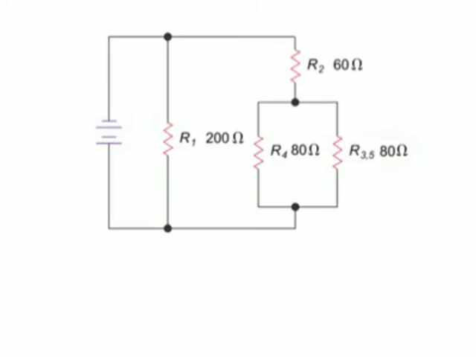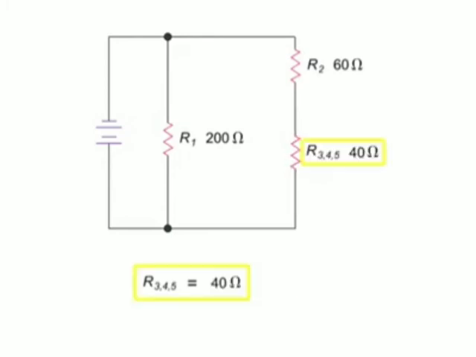Now, the R4 resistance and the equivalent resistance of the R3 and R5 resistors are parallel. Their combined resistance can be calculated by dividing their product by their sum. Thus, using the product over sum equation, we have 80 times 80 equals 6,400, divided by 80 plus 80, which is 160, giving 40 ohms.